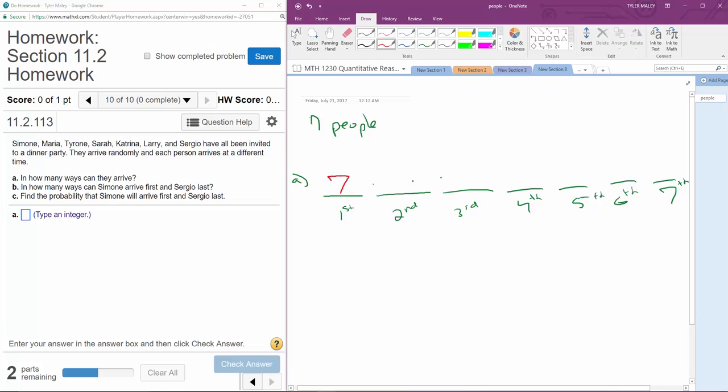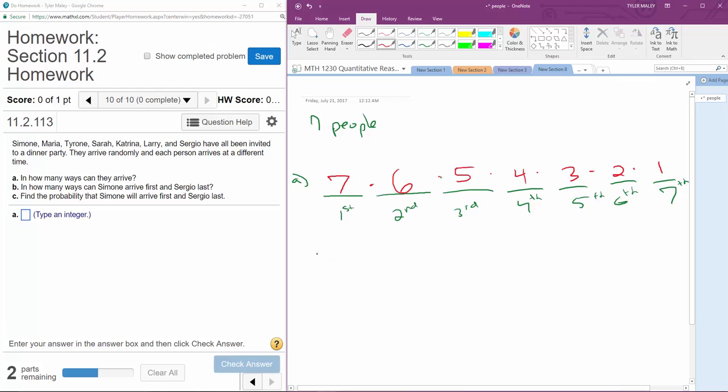If we think about how many people can arrive second, that's going to be 6, because if one person already arrived first, that leaves one less person to arrive second. Similarly with third, if 2 people are already at the party, there's only 5 people left that can arrive third place. If you keep following this logic, we keep subtracting 1 each time, so we get 7, 6, 5, 4, 3, 2, 1. Using the fundamental principle of counting, we multiply all these together: 7 times 6 times 5 times 4 times 3 times 2 times 1.